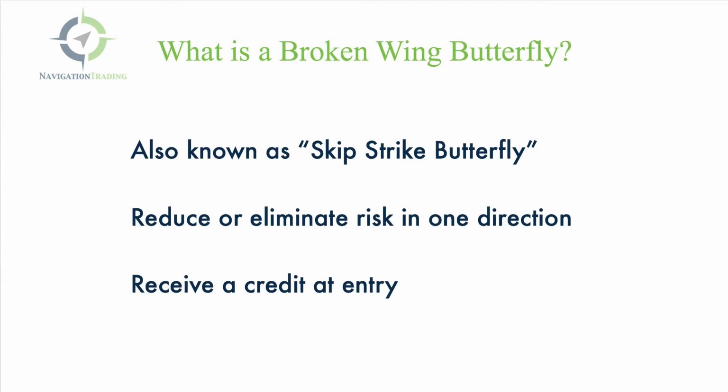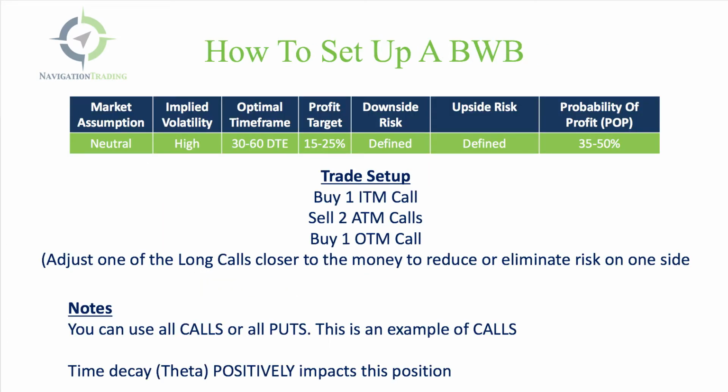So first off, what is a broken wing butterfly? You might see it also called a skip strike butterfly, and I'll show you why when we get to the platform. But the main reason that we do a broken wing butterfly over a traditional butterfly is that we want to reduce or eliminate risk in one direction, okay? And then lastly, with a typical traditional butterfly, we usually pay a debit to put that trade on, and with a broken wing butterfly, if you're eliminating the risk in one direction, you're actually going to receive a credit when you enter the trade. So here's the setup.